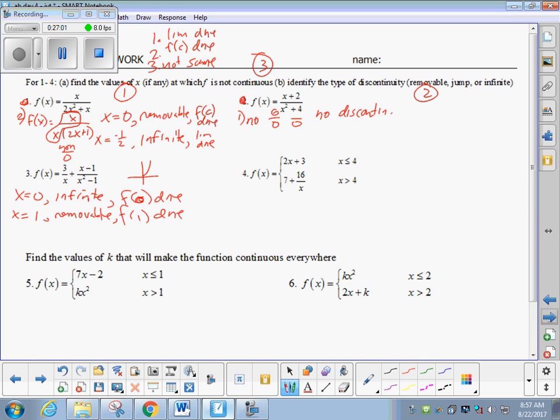X equals -1. This is factorable into x plus 1, x minus 1. X minus 1 is common, so it's a hole. But x plus 1 is just a 0 in the denominator, not 0 in the numerator. So that's a vertical asymptote. X equals -1 is also infinite. F at -1 DNE.